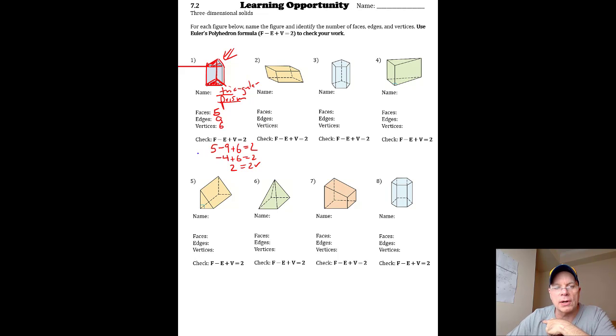That's how you check your work. You should be doing these for each one to verify your count. It's a way to check whether you counted correctly. Okay, so that's how to do that assignment.